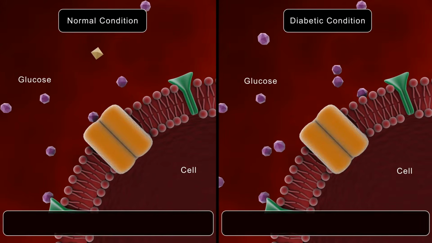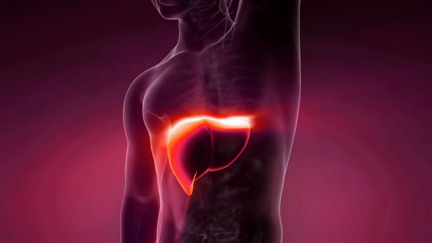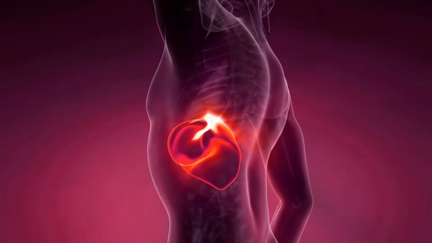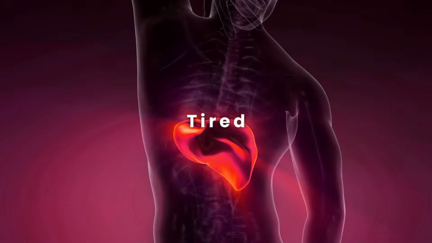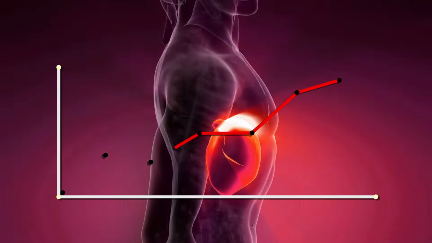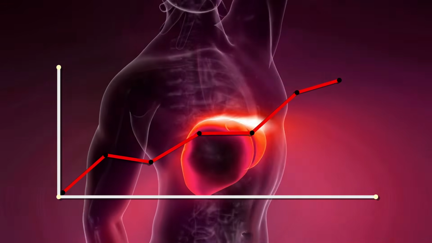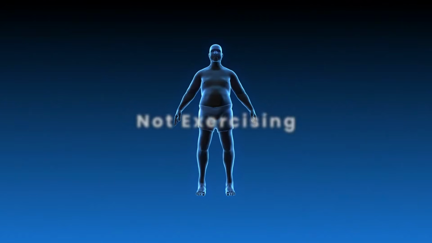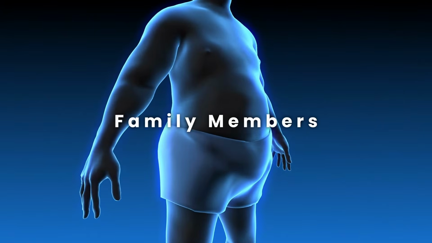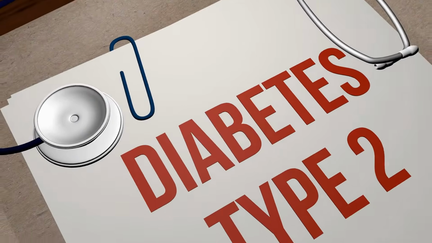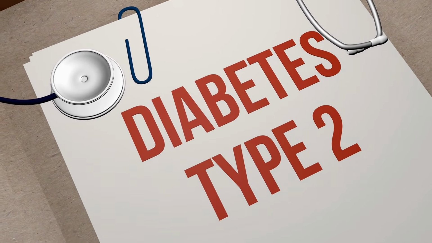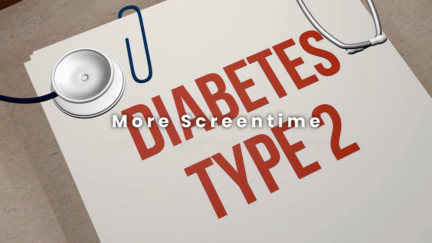Over time, because the insulin is not working well, the pancreas tries to make more and more insulin to keep up. But after many years, the pancreas becomes tired and cannot produce enough insulin. This makes sugar levels go higher and higher. Type 2 diabetes is often related to being overweight, not exercising enough, eating too much junk food, or having family members with diabetes. Adults usually get type 2, but more kids and teenagers are getting it now because modern lifestyles involve more screen time and less physical activity.